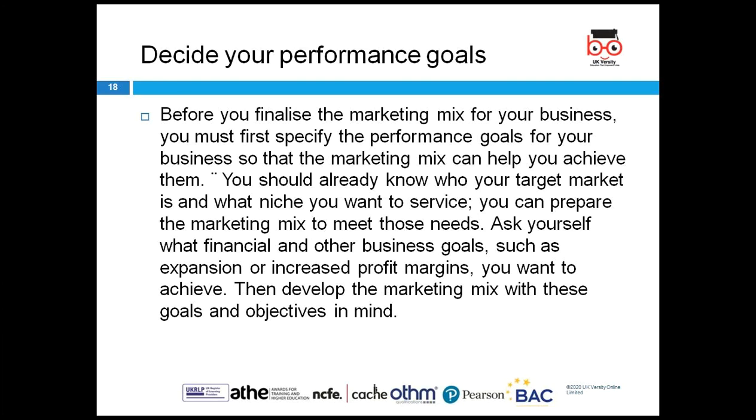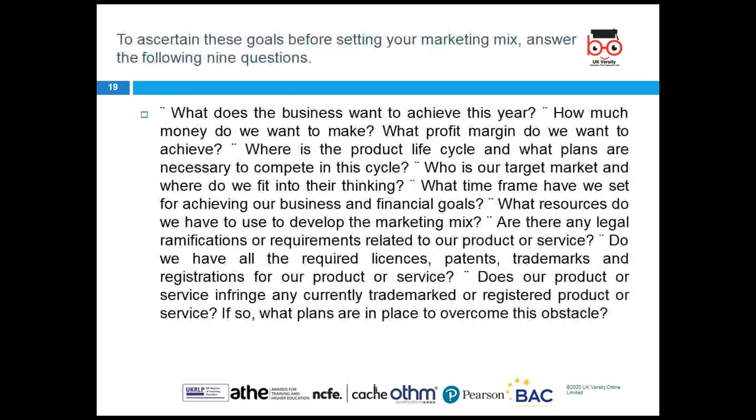If you're just advertising in the metro newspaper but not doing anything else, you're missing something. You need to think about how many people are using public transport and what sort of people use public transport. So we need to mix them. Then we need to look at goal setting. The marketing mix answers what the business wants to achieve this year, how much money we want to make, what profit margin we want to achieve, and where the product is in its life cycle. Do we know the product life cycle?